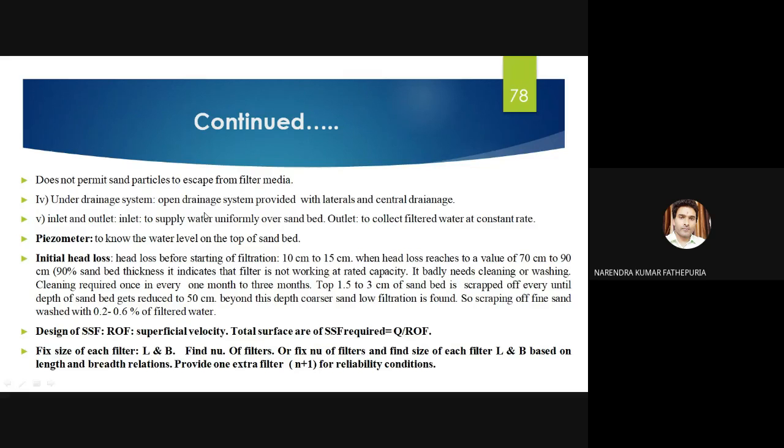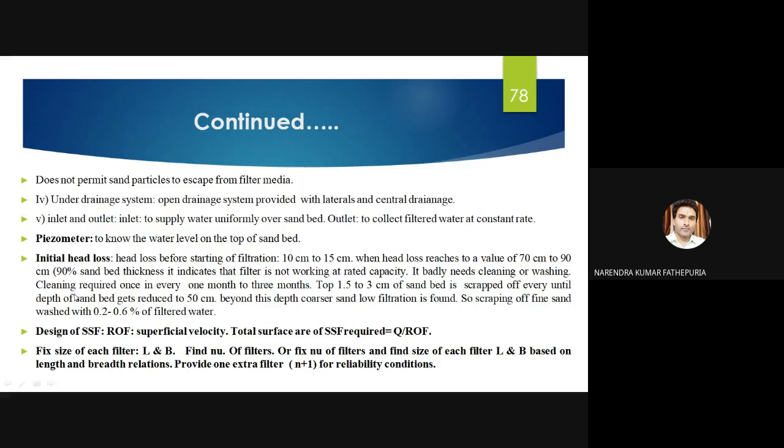Then you have to provide an under drainage system like before. Open drainage system provided with lateral and central drainage. Inlet and outlet you have to provide: the inlet to supply water uniformly over the sand bed, and the outlet to collect the filtered water at a constant rate. There's a piezometric head. You have to provide a piezometer to know the water level on the top of the sand bed.